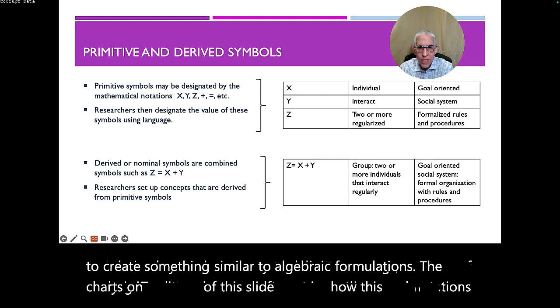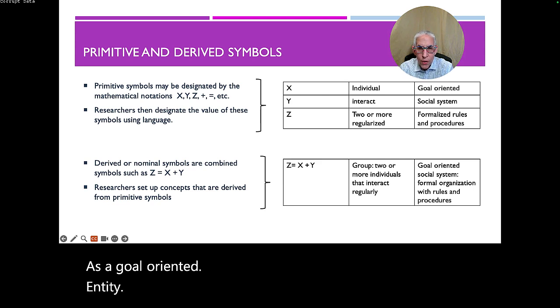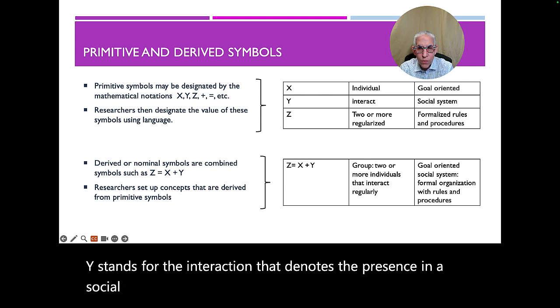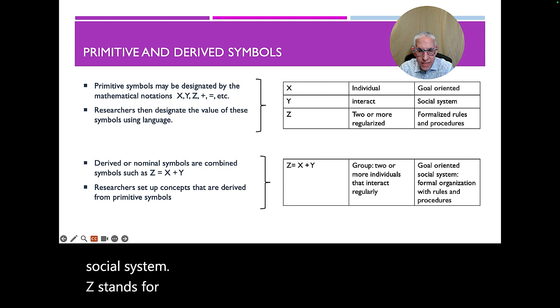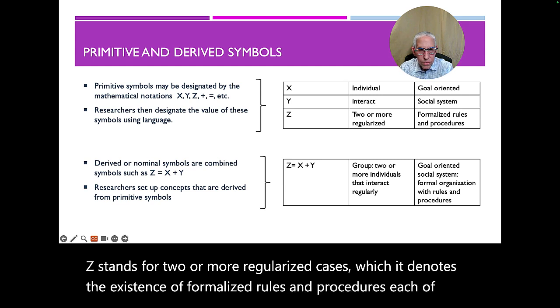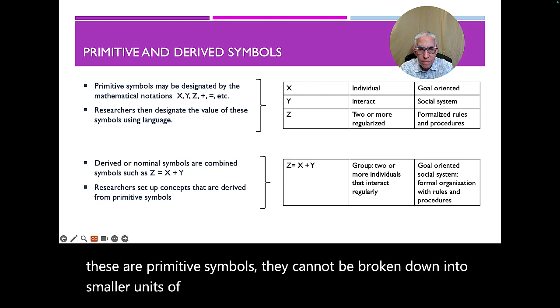Here we see that the symbol X stands for the individual as a goal-oriented entity. Y stands for the interaction that denotes the presence in a social system. Z stands for two or more regularized cases, which denotes the existence of formalized rules and procedures. Each of these are primitive symbols. They cannot be broken down into smaller units of analysis.